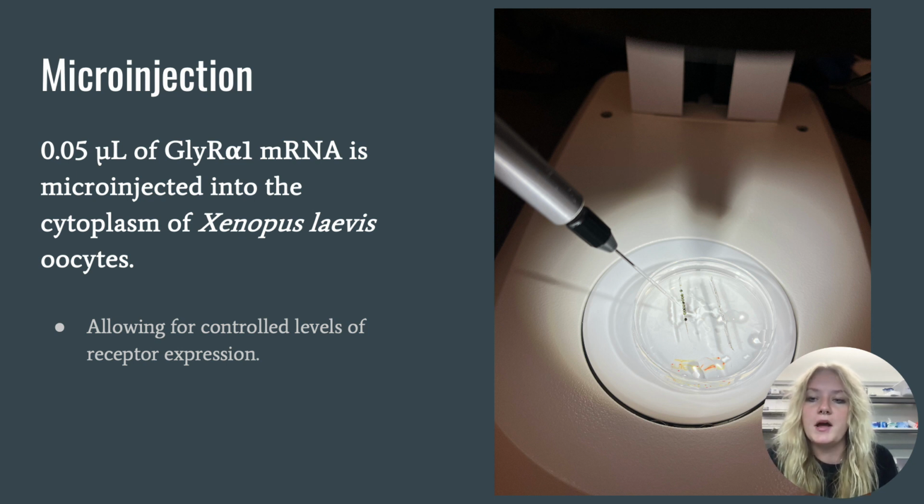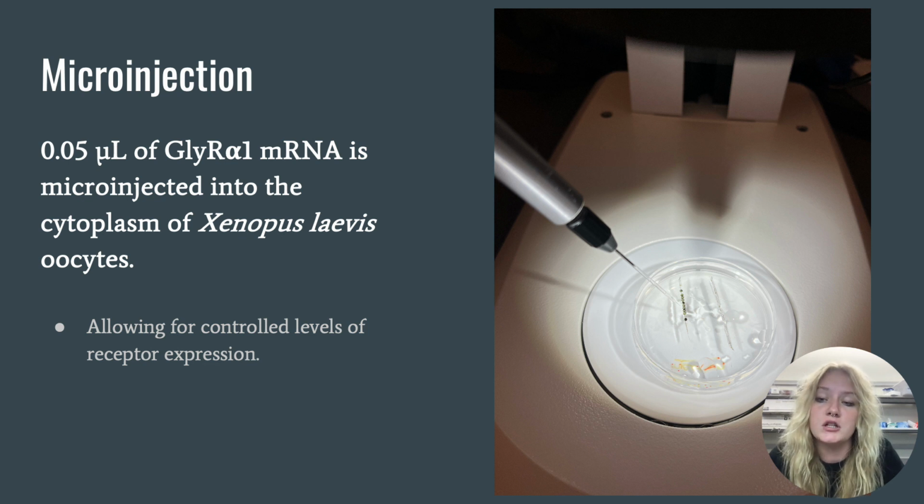So to talk a little bit about the microinjection process, I essentially fill up a borosilicate glass pipette, like the one you can see here, with my RNA sample, and I very controlledly inject 0.05 microliters of GlyR alpha1 RNA into each Xenopus laevis oocyte.